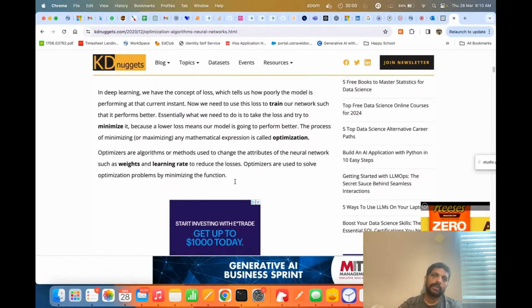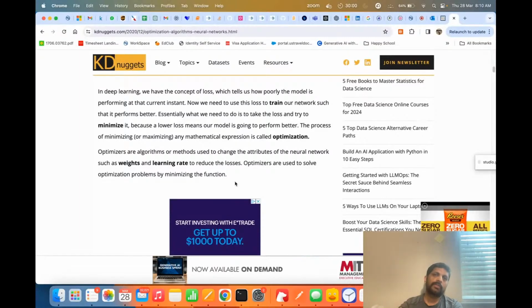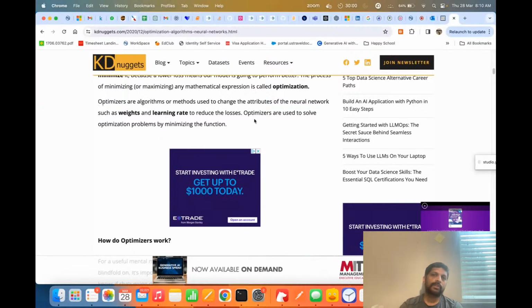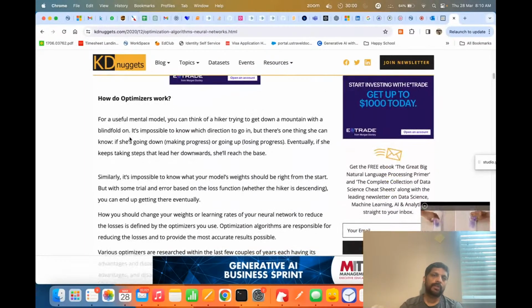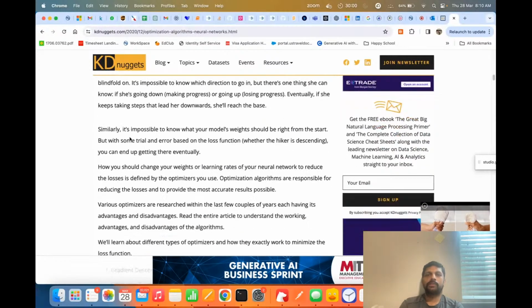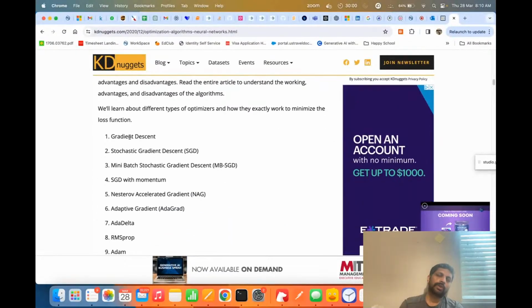So we have a concept of loss, and neural networks minimize it because of optimization. Optimizers adjust attributes such as weights and learning rate to reduce the losses, and they are used to solve optimization problems by minimizing the function. So how are optimizers useful? A hiker trying to get down a mountain with a banana. Okay, he's explaining gradient descent, which is okay.